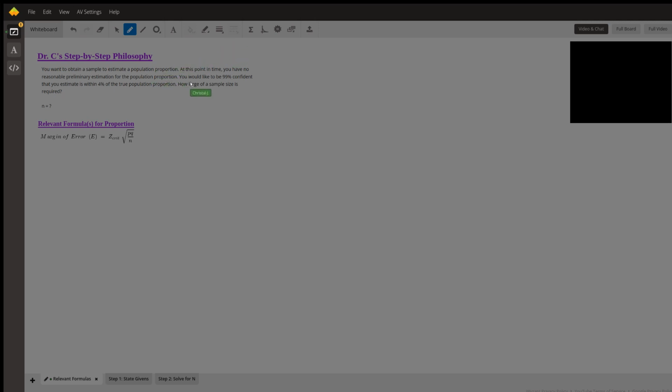So they say that we want to be 99% confident, and we need an estimate that is within 4% of the true population proportion. And so from there, we need to calculate the sample size. So first things first, write down the relevant formulas for proportion. So margin of error is Z critical times the square root of the probability of success times the probability of failure divided by the sample size.